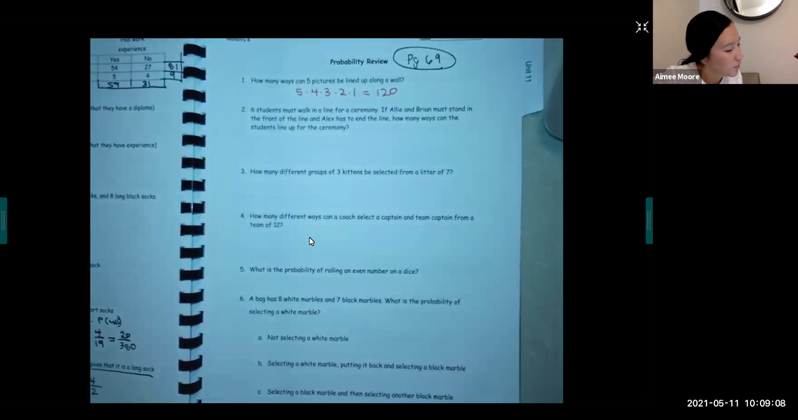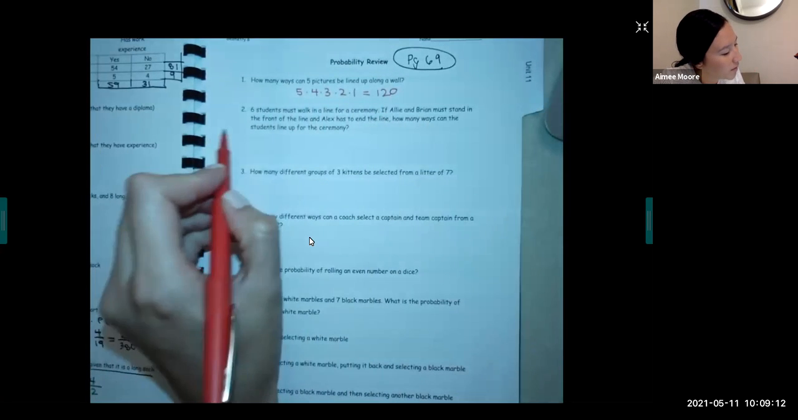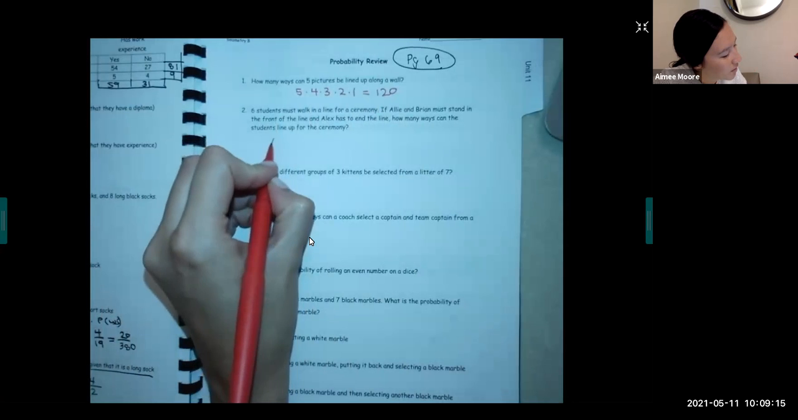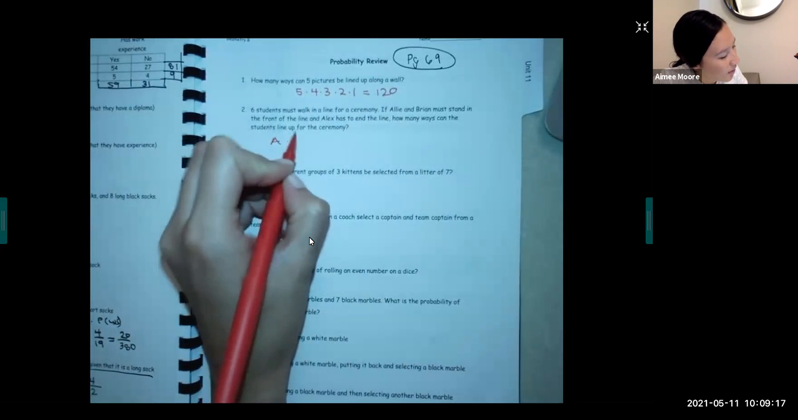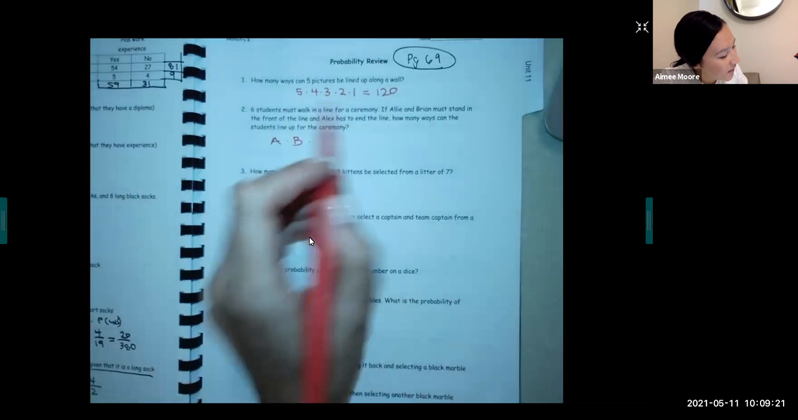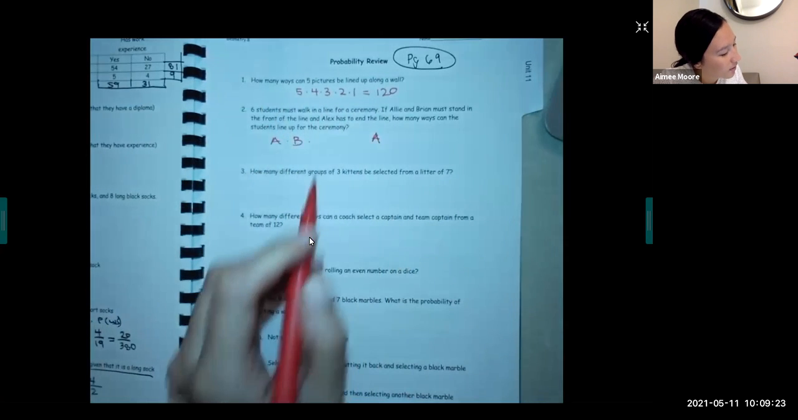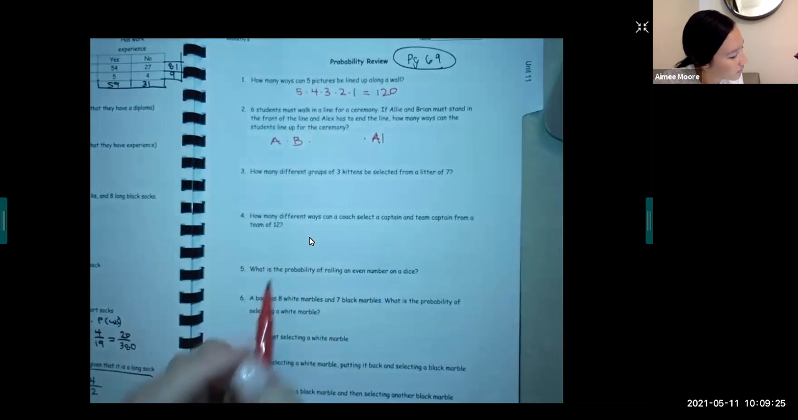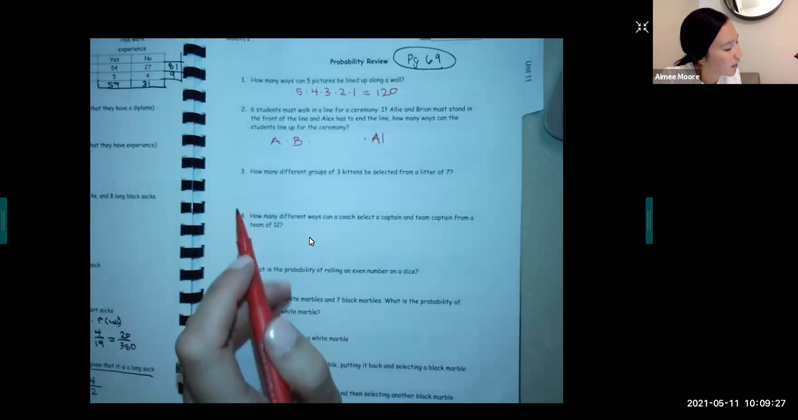And then for number 2, 6 students must walk in line for a ceremony. So if Allie and Brian must stand in the front of the line, so it has to be Allie and then Brian. And then Alex has to be at the end of the line. How many ways can the students line up for the ceremony?